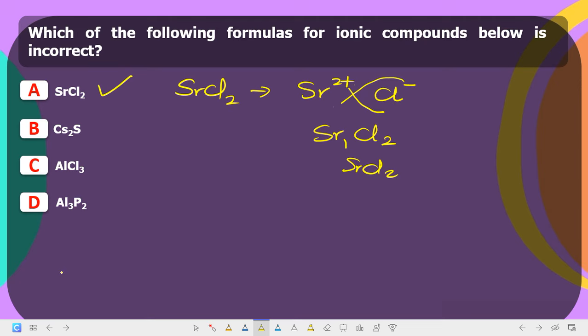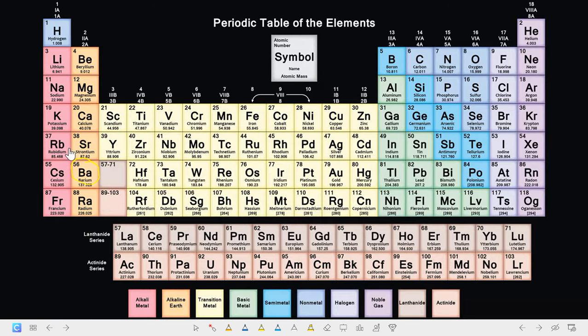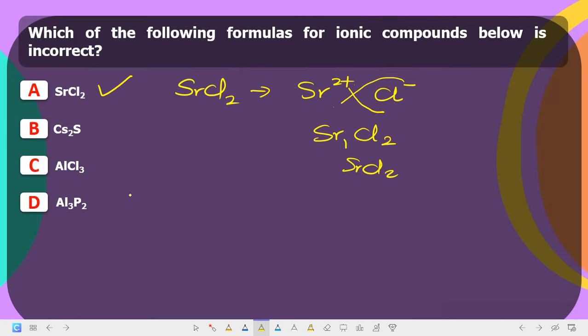Now, calcium is in group 2. You can check that from the periodic table. Strontium is in group 2. That is why it has 2 plus. Calcium is in group 2, so it has 2 plus. Okay? Now, if you look at it very well, calcium is in group 2, so it has plus 2.